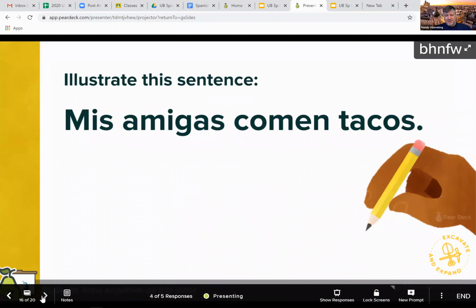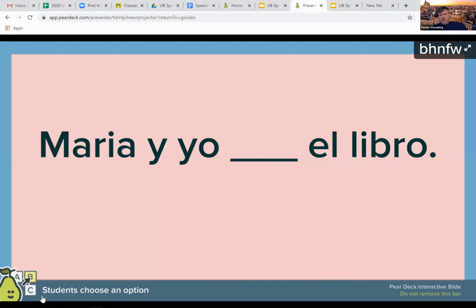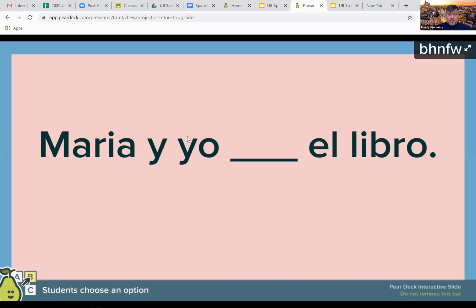Okay, let's try this. So let's go back. Let's do the same thing. Let's look at a kind of a real world sentence. María y yo blank el libro. Now think about who this subject is. It's not just Maria and it's not just yo. It's María y yo. That's two people. So we know it's going to be on the right side of the chart. Now, is it going to be we, they, y'all? What is it going to be? Think about what your ending should be there to go with María y yo. That means we.